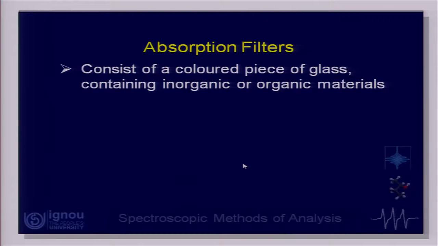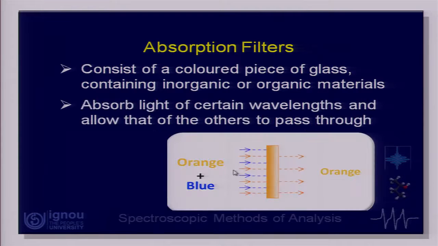Okay. Absorption filters are a very simple thing. Basically, there is a small piece of glass which contains inorganic or organic materials. This is a schematic representation of an absorption filter. Radiation is passing through it; I am just showing orange and blue radiation getting through. Blue is absorbed and orange comes out of it. Essentially, it absorbs light of certain wavelengths and allows the others to pass through.